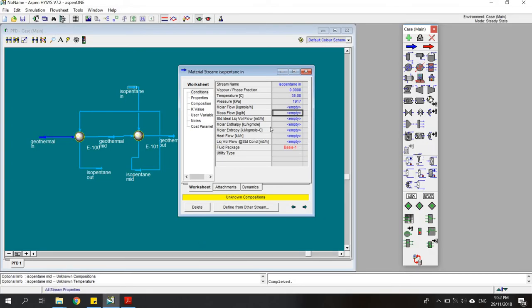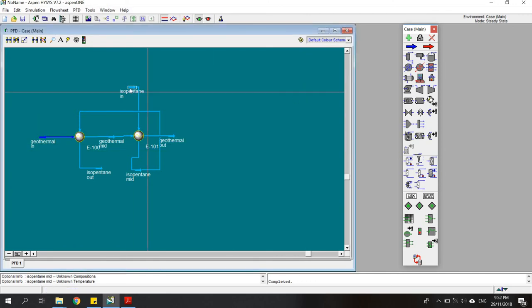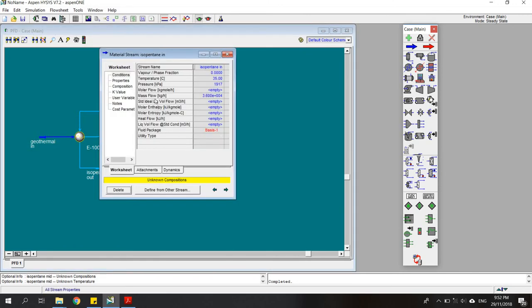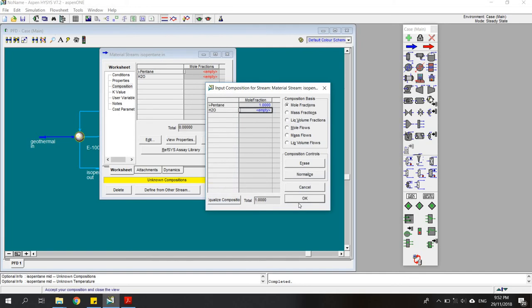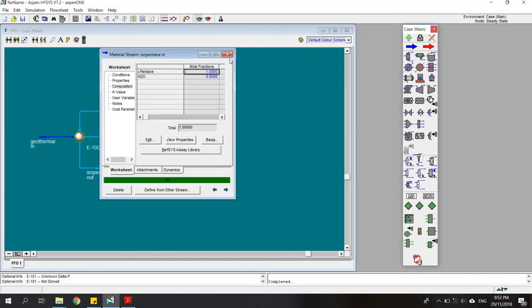So for the mass flow, I'll set 10 kilograms per second, but we can change it later if we want to increase our output. Okay, so yeah, that's all. We can close it. Sorry, I forgot. And then the composition, it would be 100% isopentane. Okay.